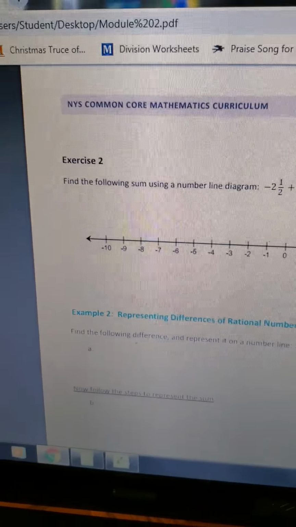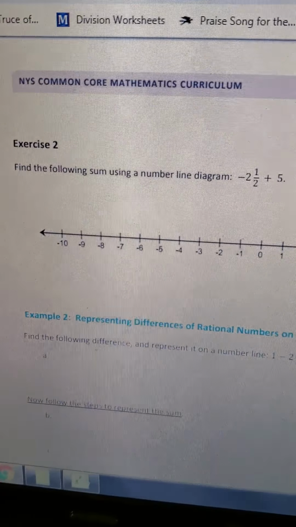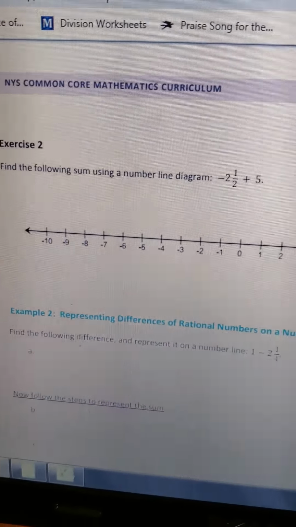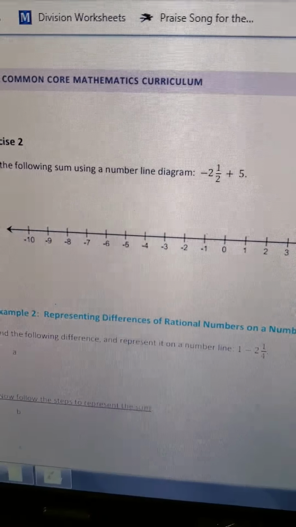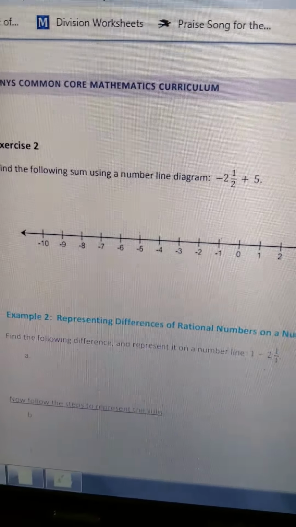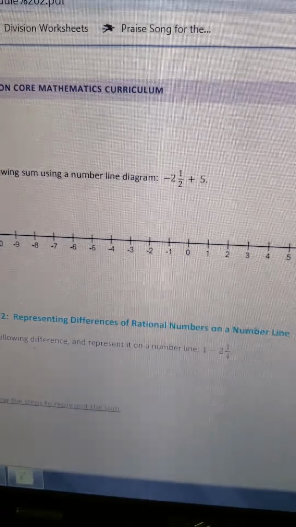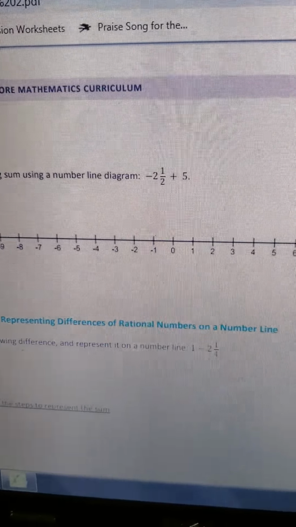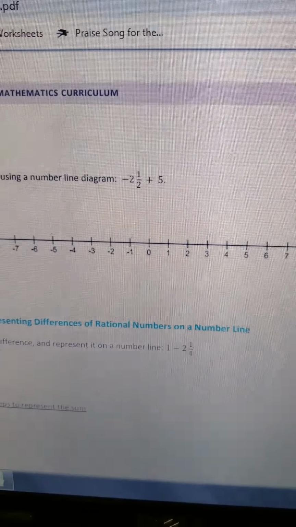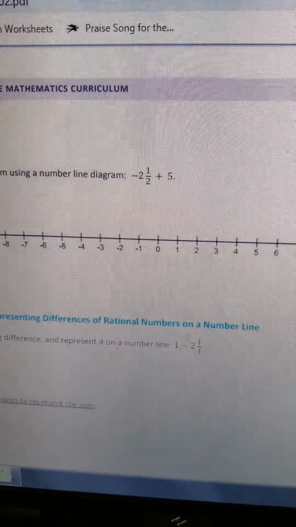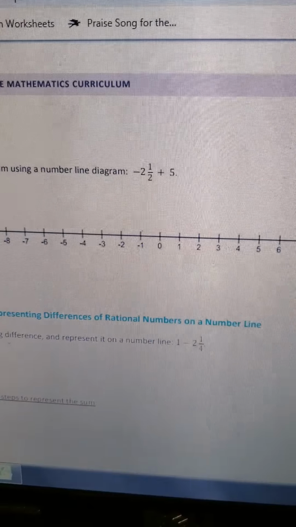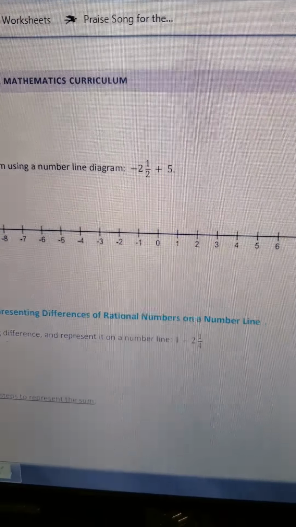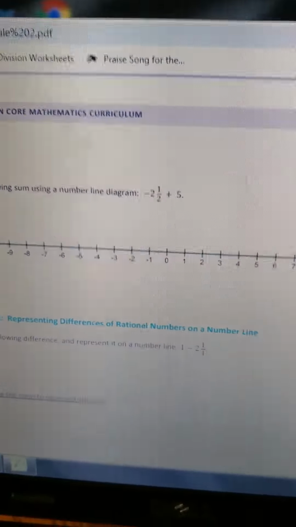Okay, so exercise number 2. It says find the following sum using a number line. Let's just do the equation version. It's that much simpler. So using the number line, we have -2.5 plus 5. Okay, so this is an addition problem. We have -2.5 plus 5. So again, set up this problem vertically, however you think, and then continue.